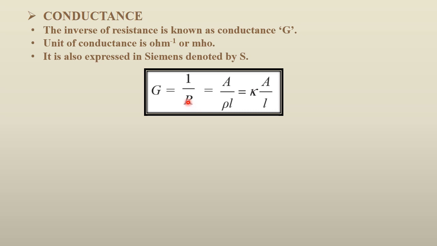So G equals 1 upon R. Now what is R? R equals rho L by A. So G equals 1 upon rho L by A, and A will go upside, so it becomes A upon rho L. Now 1 by rho, we have a new constant known as kappa. So the constant of conductance is kappa, which is also known as specific conductance or conductivity. Kappa is nothing but the inverse of resistivity. As conductance is the inverse of resistance, conductivity is the inverse of resistivity.